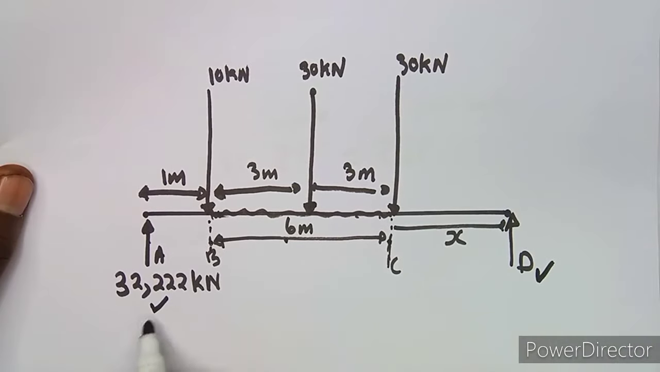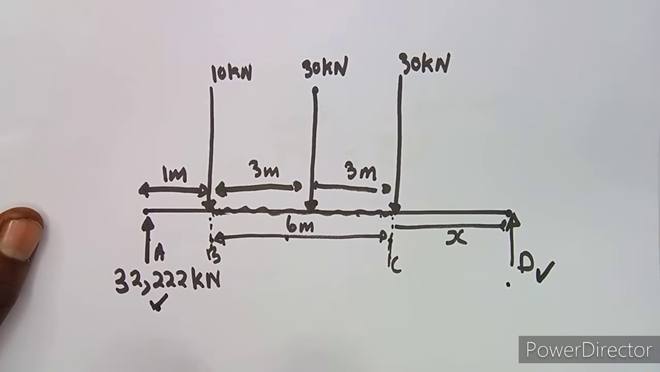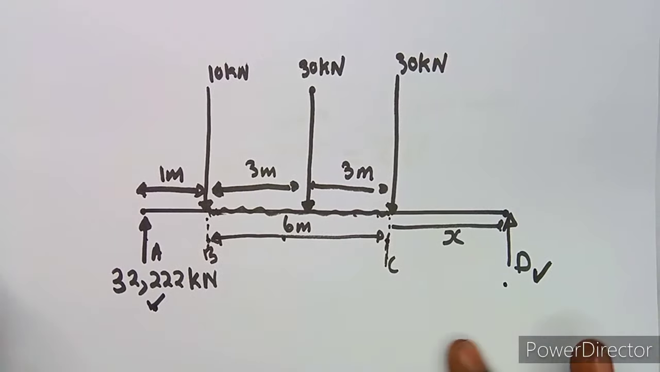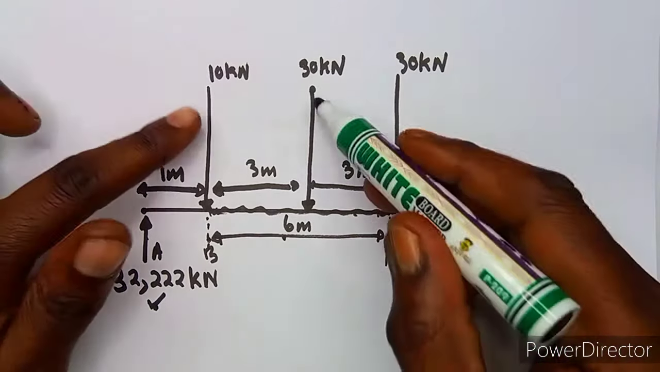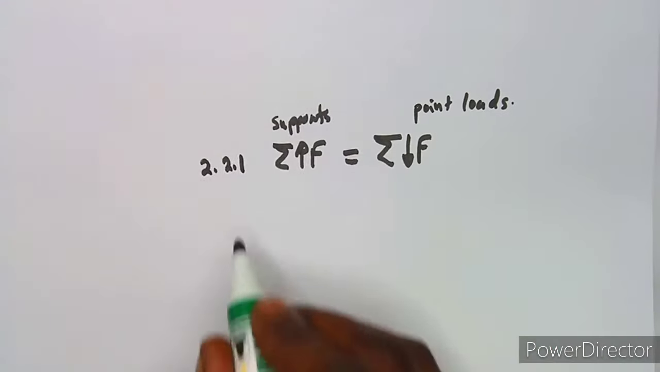So we're going to take this A plus D. These are the ones which are going upwards. That's your upward, this one. And these ones going downward, that's your downward forces. So you're going to take this and add it to D together.